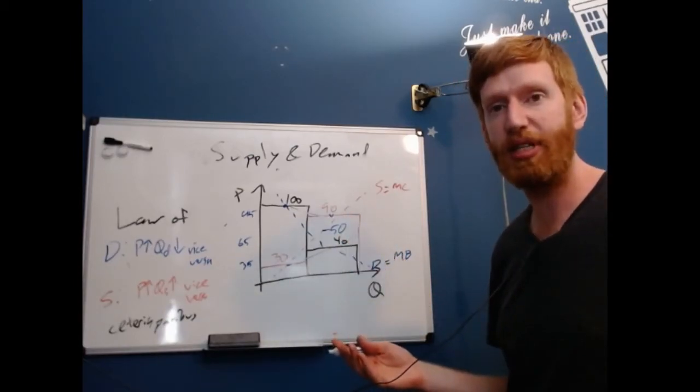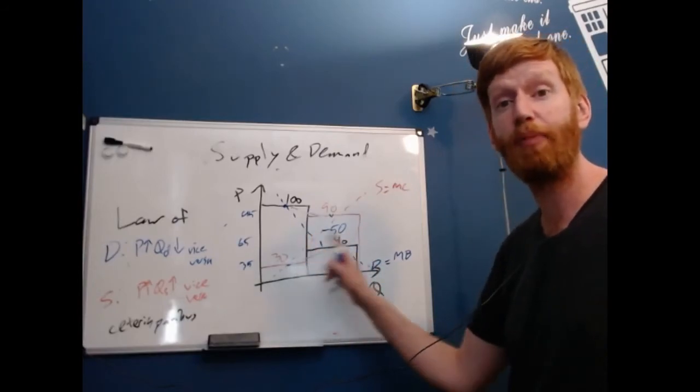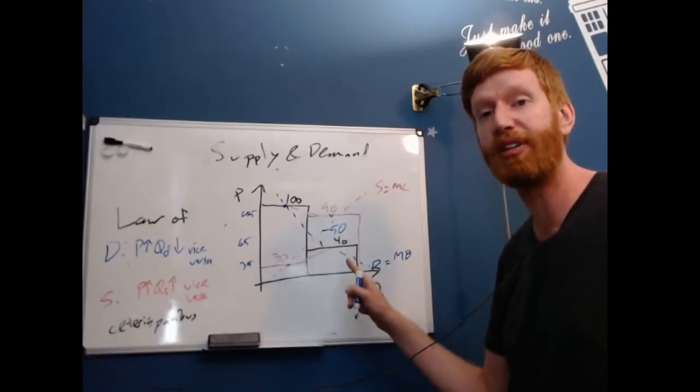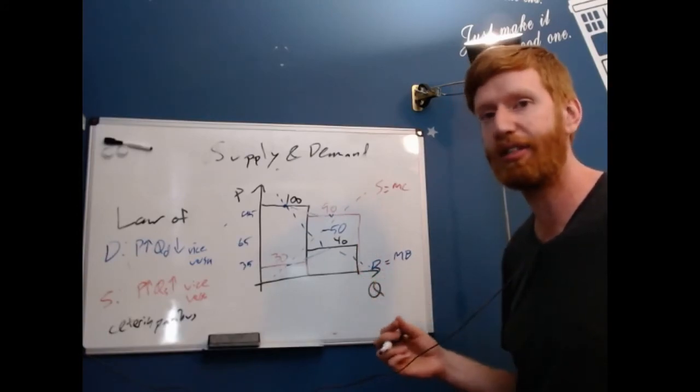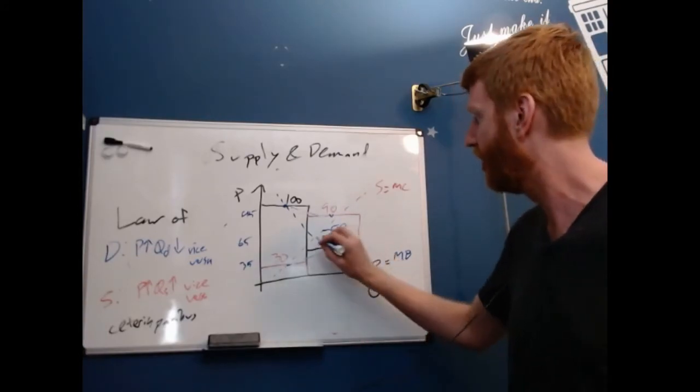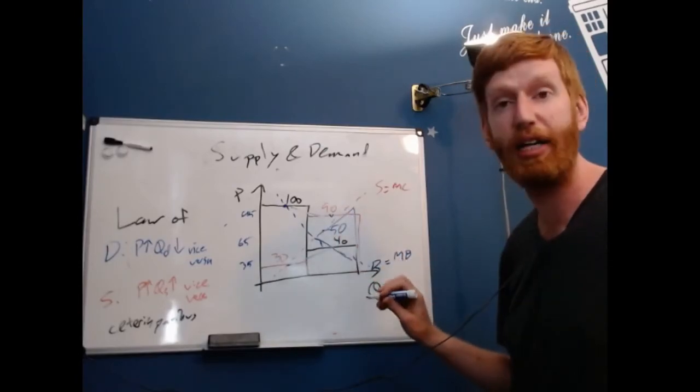We'll talk about subsidies in the near future, but that's a situation where you're basically paying people to do more of something than they would otherwise. That's the classic scenario for getting dead weight loss on the right-hand side of our supply and demand curve.